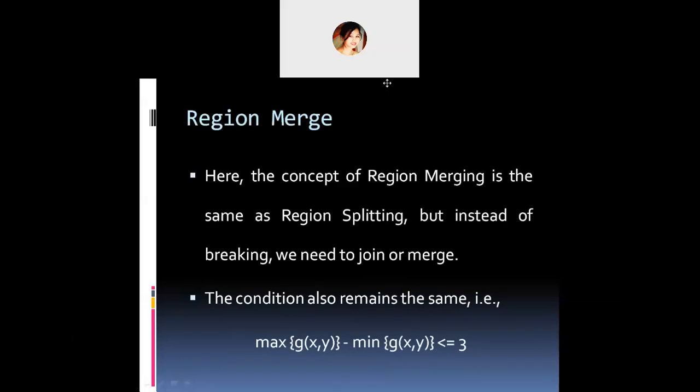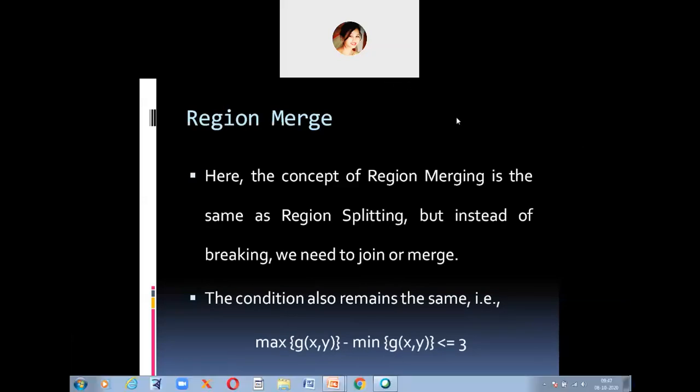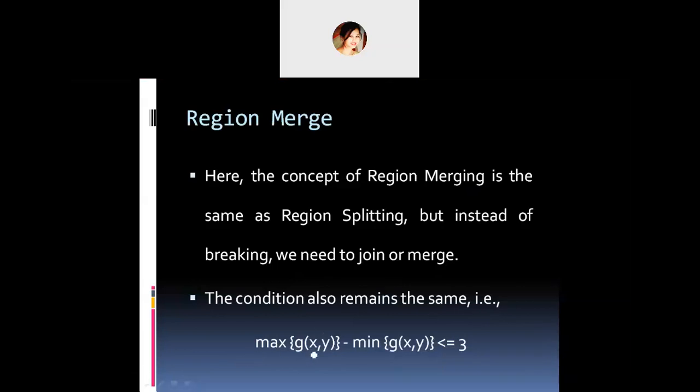So next we go on to the second concept, that is region merge. In region merge, the concept is the same as region splitting, but instead of breaking we need to join or merge. The condition also remains the same, that is max of g(x,y) minus min of g(x,y) less than or equal to 3.